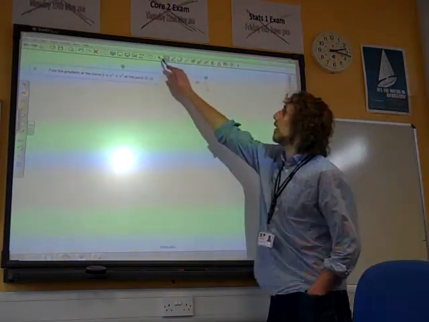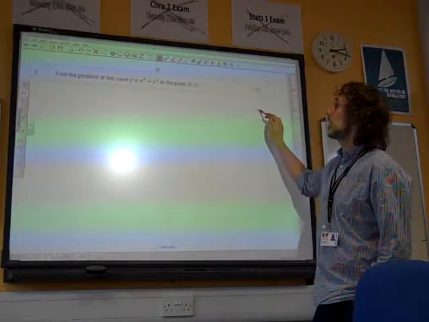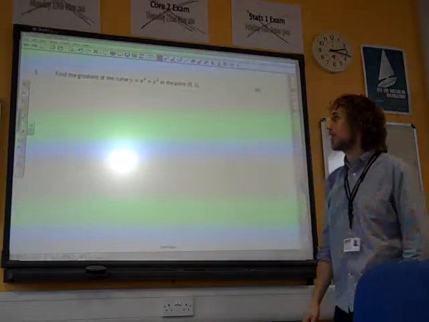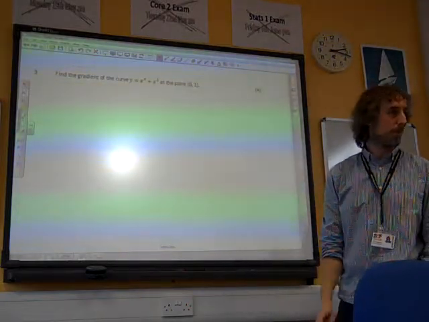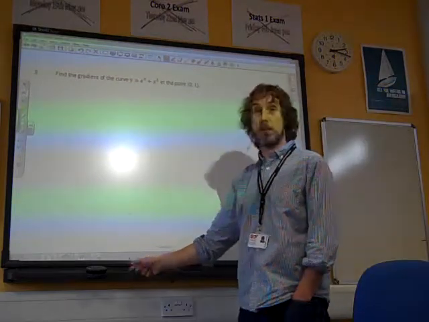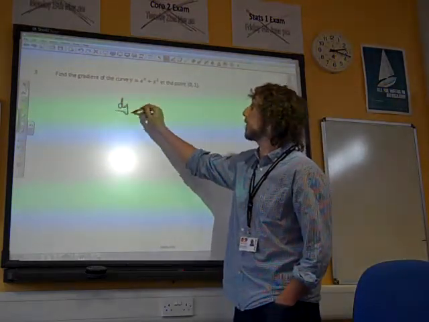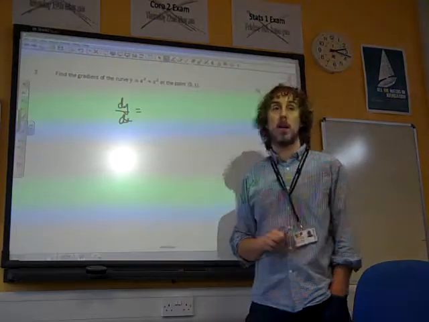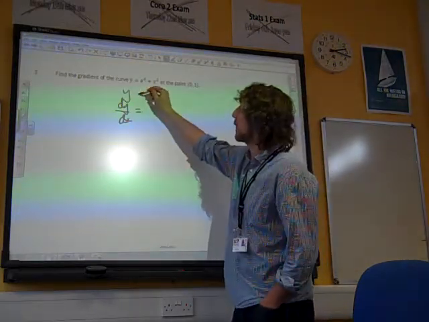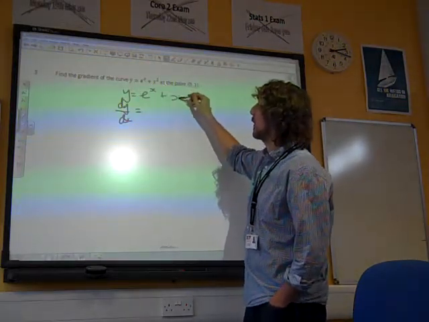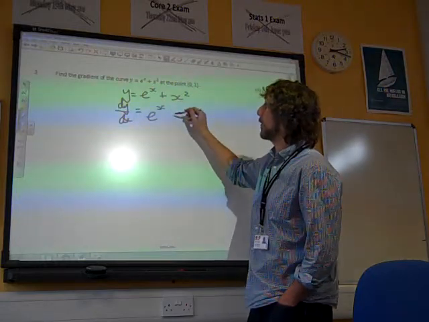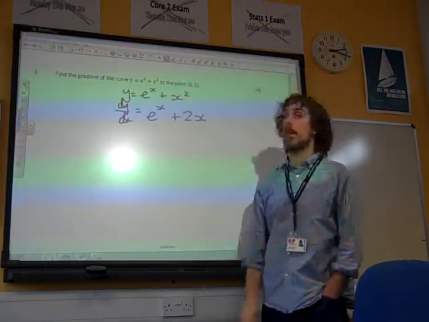Find the gradient of the curve y equals e to the x plus x squared at the point (0, 1). So again, find the gradient. So dy by dx. If we differentiate e to the x, we get e to the x. If we differentiate x squared, we get 2x.